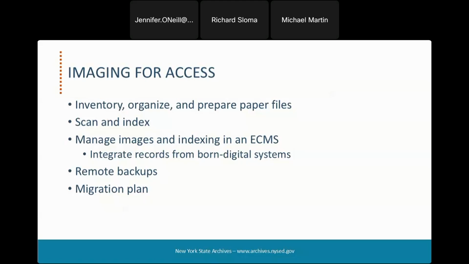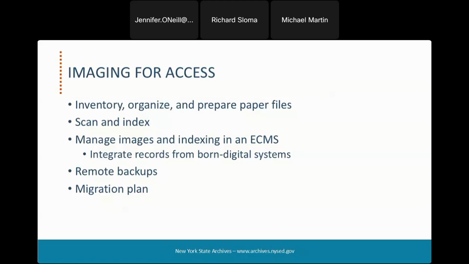Okay, and you want to do things like inventory, organize, and prepare your paper files. You want to scan and index your records, and then you manage the images and you're indexing them in a content management system, which might enable integrating records from born digital systems as well. You need a system for long-term records. It must have remote backups and a migration plan as well.